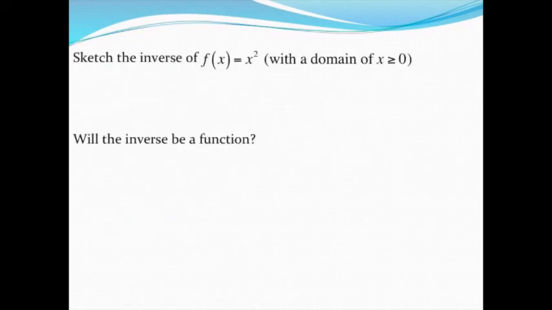And then finally, here's a sort of interesting one to take a look at. They ask us to take a look at the graph of f of x equals x squared. Now, of course, we know that x squared looks like a parabola, so something like this, which, of course, would fail the horizontal line test.